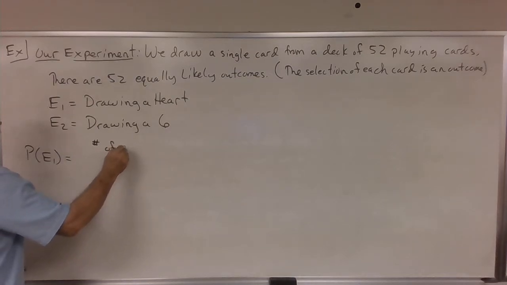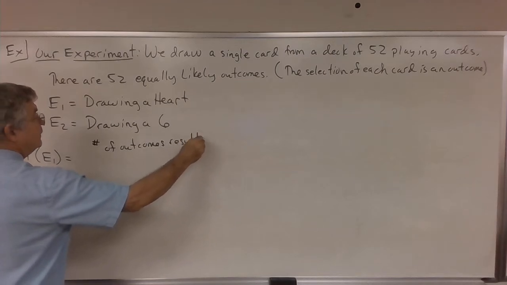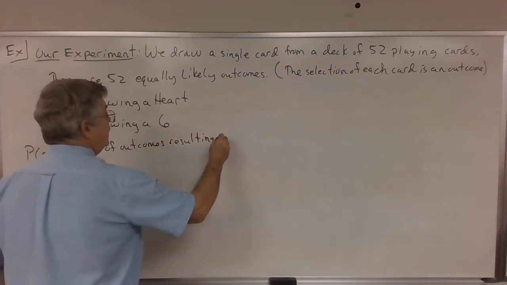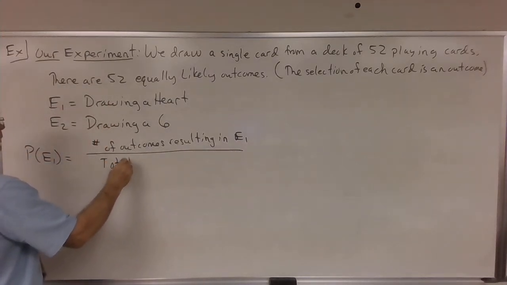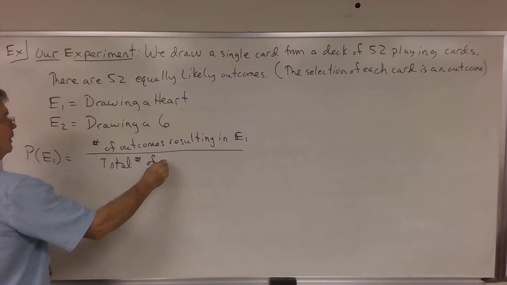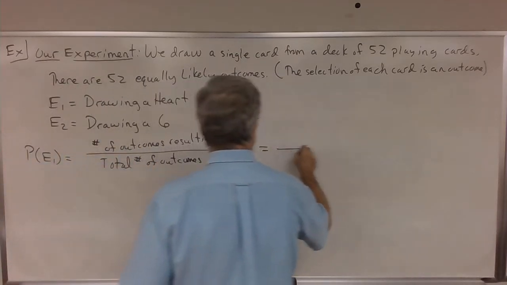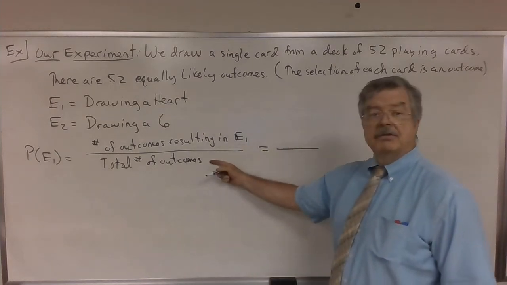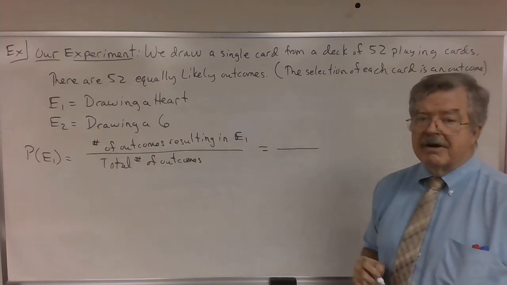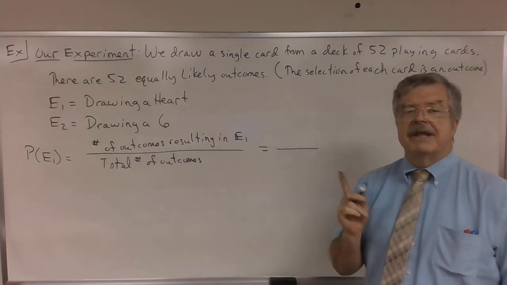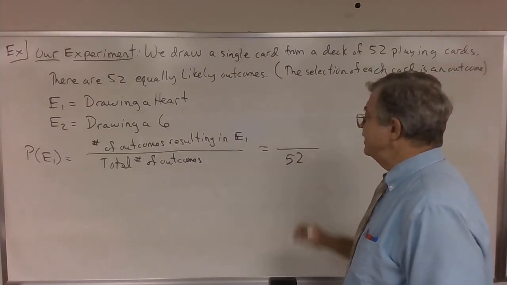the number of outcomes resulting in E1 over the total number of outcomes, the total number of outcomes, 52. There are 52 different cards that we can draw, so drawing each of those cards is an outcome. 52 different outcomes.